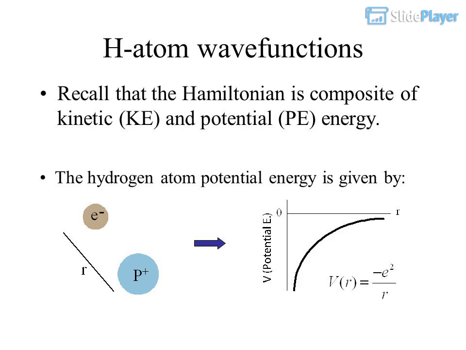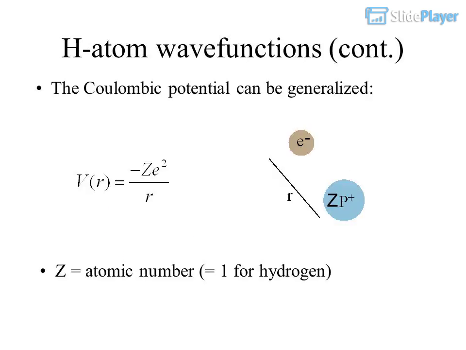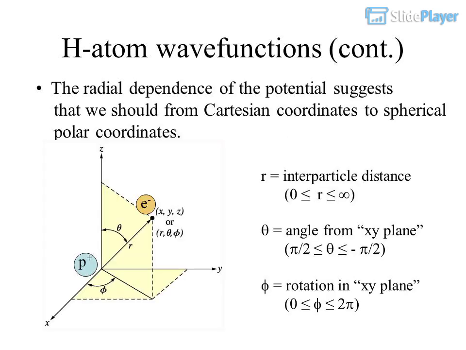H atom wave functions. Recall that the Hamiltonian is composed of kinetic, K, and potential, V, energy. The hydrogen atom potential energy is given by the Coulombic potential, which can be generalized. Z equals atomic number, equal to 1 for hydrogen.